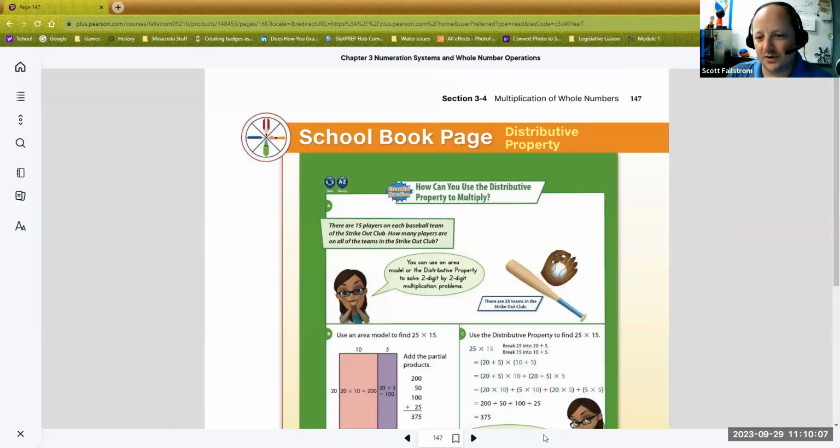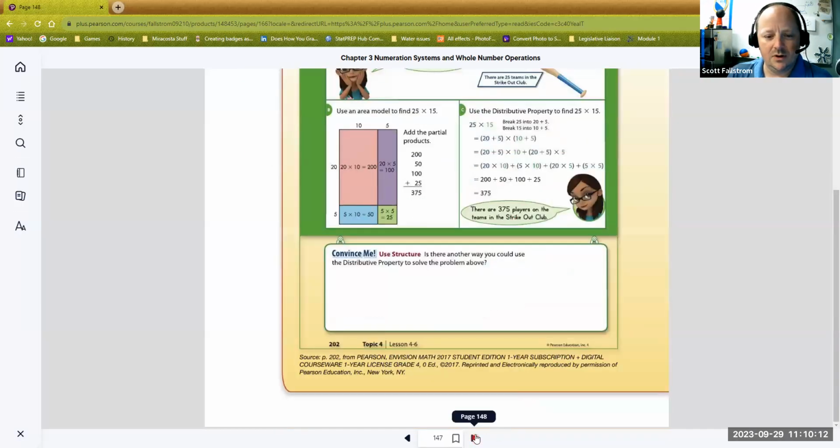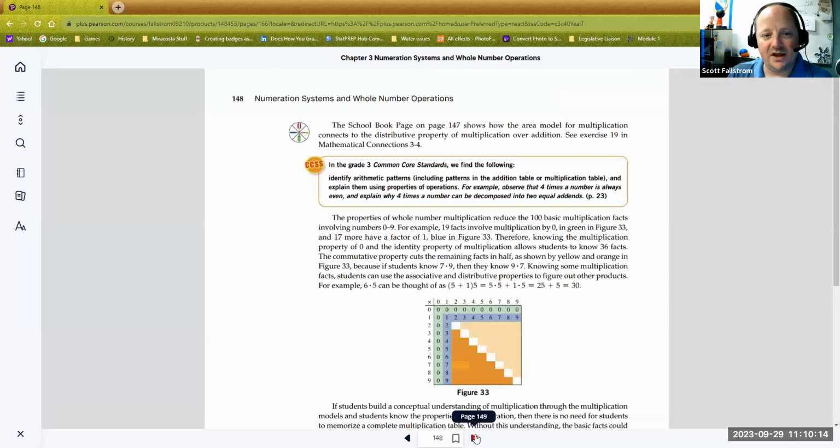We get another school book page showing the distributive property. Lets you see all the components, very similar to what I just showed. That was a grade 4 page.